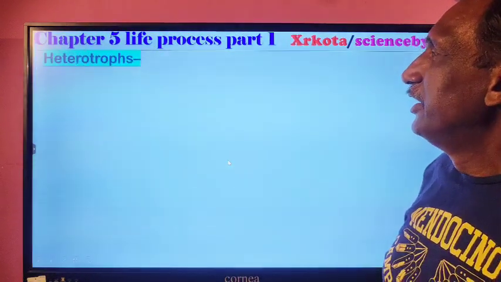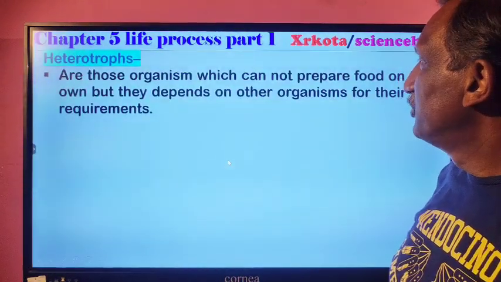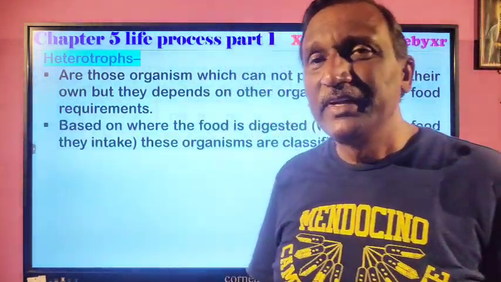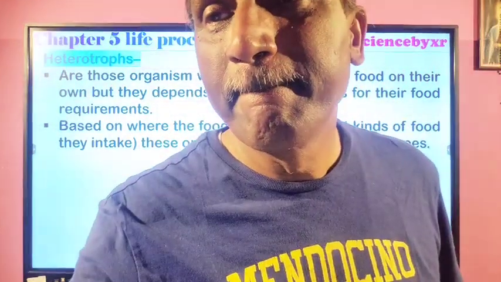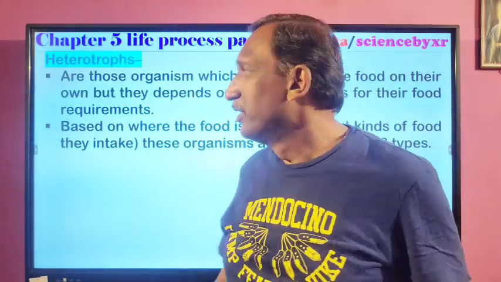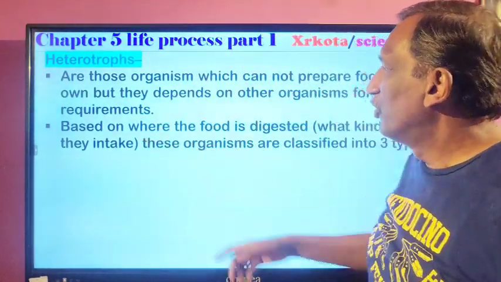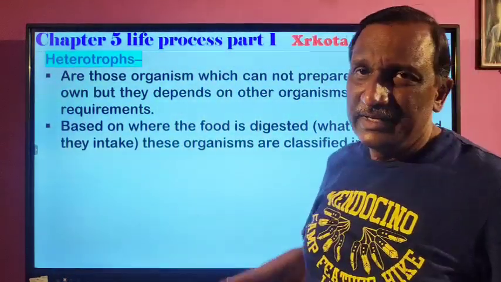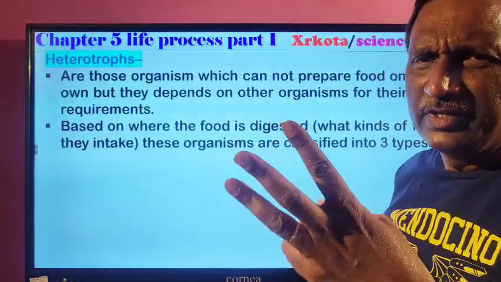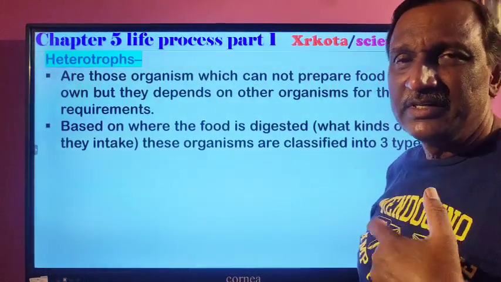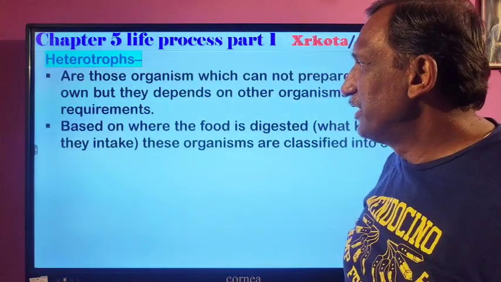Okay. Heterotroph organisms are those organisms which cannot prepare food on their own, so they depend on other organisms. Okay, so for heterotrophic organisms, we classify based on what kind of food they take, whether they take solid or liquid, or ready-made food, and whether the food is digested inside the body, outside the body, or they take pre-digested food.